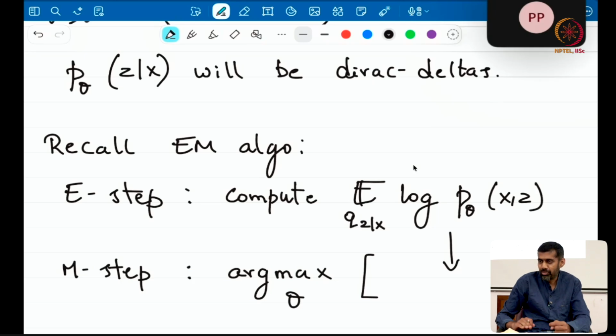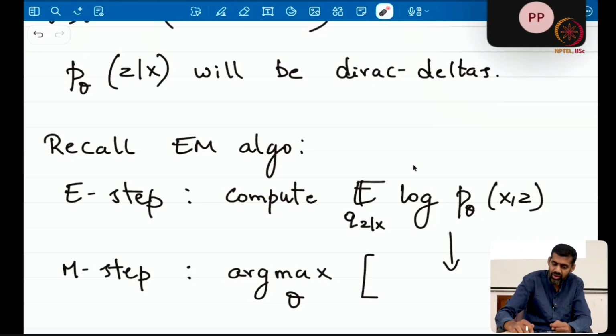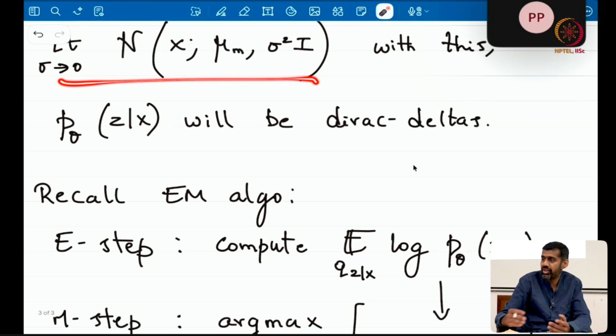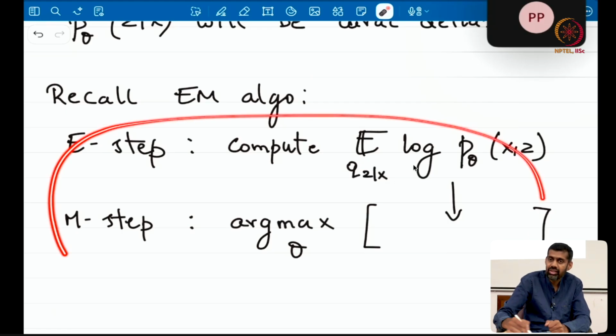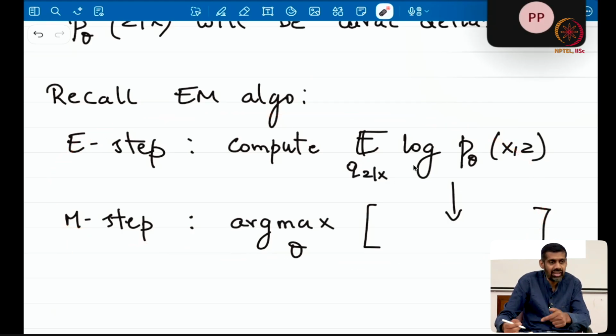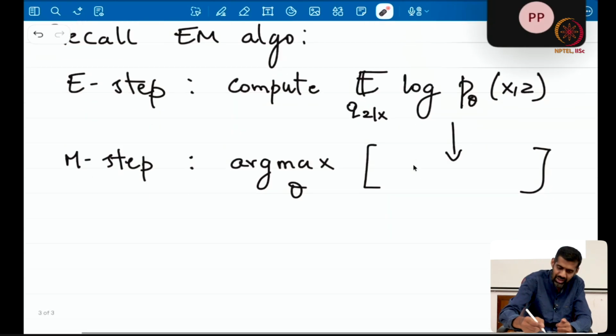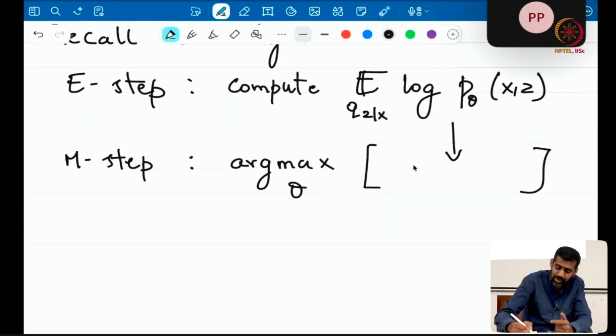Now, suppose you assume the constituent Gaussians to be of this form, they have different means and their variances are infinitesimally small. One can mathematically show that these two steps will converge into something that I will mention. You have to take that as homework and show that they are exactly the same. Let me first write down that algorithm, which is actually called the K means clustering algorithm. Let us call this M means clustering, because we are saying that there are M components.